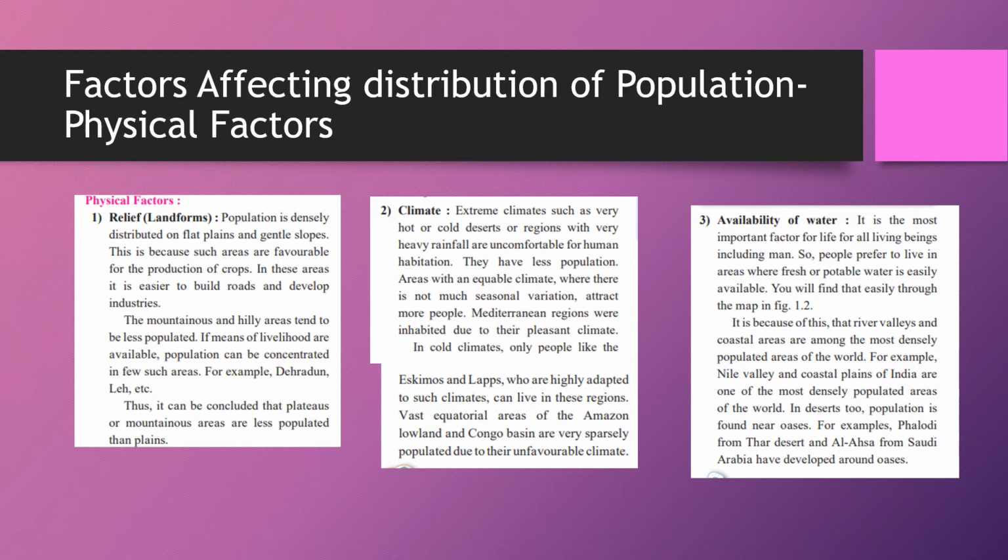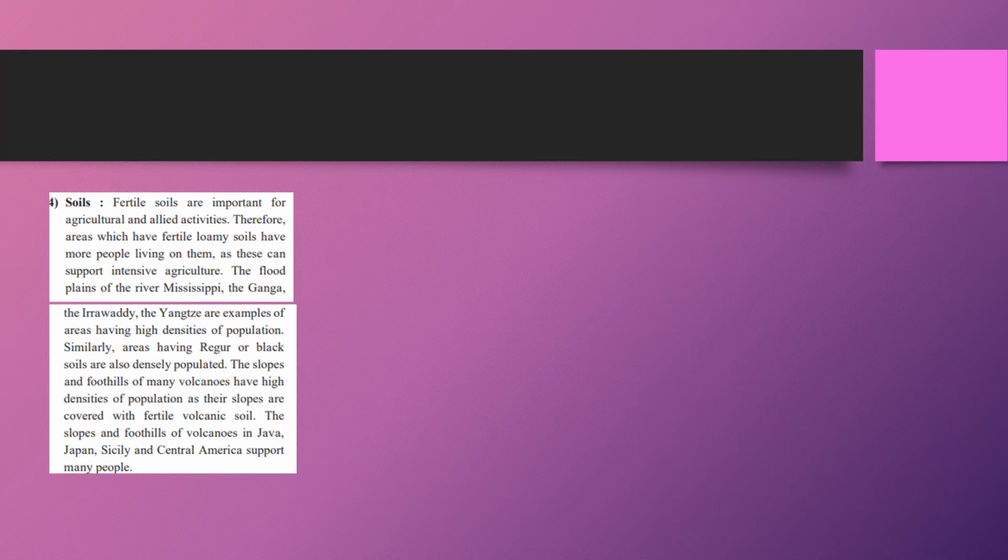In deserts too, population is found near the oases. So in the desert also there is one small area of land which has water in it, and that is called an oasis. So water found in desert is called an oasis, and there you will find population. For example, the Thar desert and Al Asad in Saudi Arabia have developed around an oasis because of easy availability of water. The last factor is the soil.